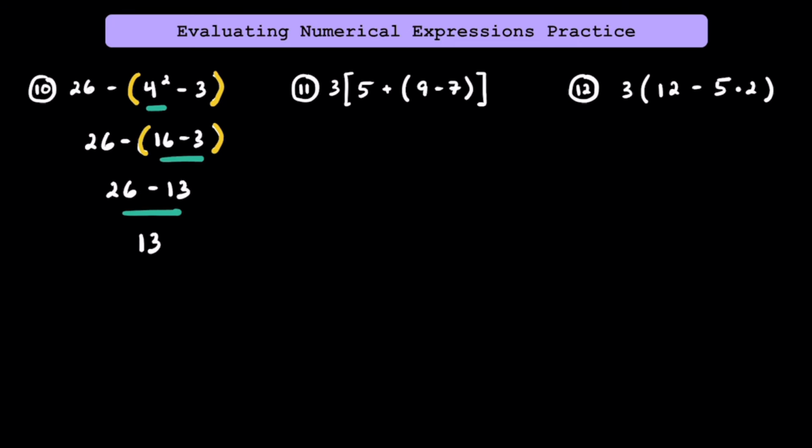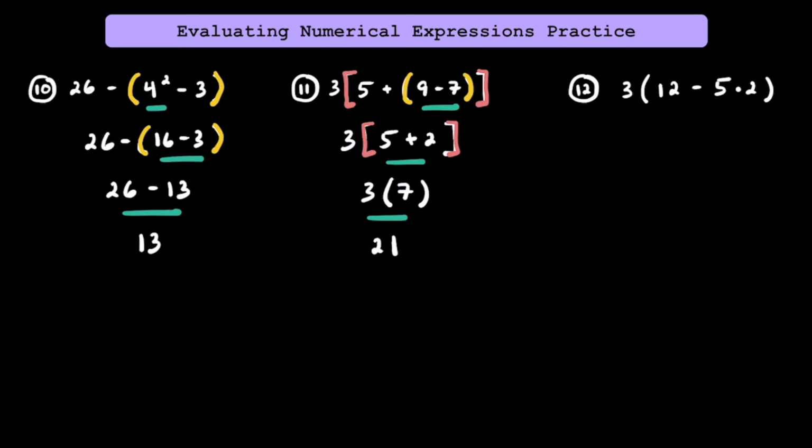In number 11, we have 3 times the quantity of 5 plus the quantity of 9 minus 7. We'll start off by looking inside these brackets here, but inside those brackets, we have another set of parentheses. Whenever we see these nested parentheses, where we have a parentheses inside of another set, we always work our way from the inside out. Subtracting 9 minus 7, we're going to get 2, so we can write 3 times the quantity of 5 plus 2. And staying inside these brackets here, we have to add this 5 plus 2. That's going to equal 7, so we can write 3 times 7, which will give us a final answer of 21.